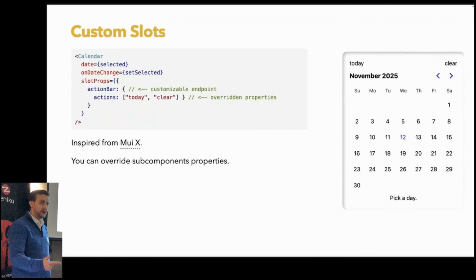And one first pattern to still help them to be customizable, but it's optional. And the first one is called custom slots. It's coming from MUIX. MUIX is a sub-library of MUI, and they do this pattern a lot in this library.